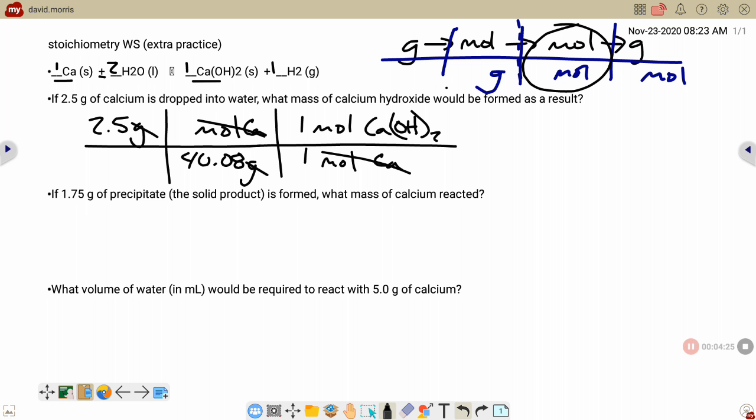So then, again, I have to do one last step over here because I don't want moles of calcium hydroxide. I want a mass of that. So again, mole goes on the bottom. 1 mole is how many grams of calcium hydroxide? Add up all those pieces. Remember, there's 2 hydroxides, so that's 34.02 plus the calcium. So it's going to be like 74.10?